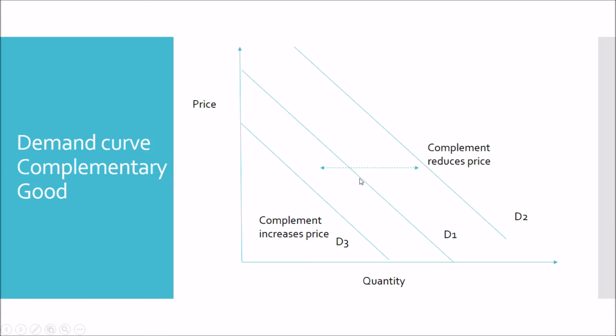And if the complementary good increases its price, so a semiconductor shortage increases the price of cars and reduces the demand for cars, then our good is going to shift to the left. Our demand curve is going to shift to the left as there's less demand for tyres. So there's our complementary goods.